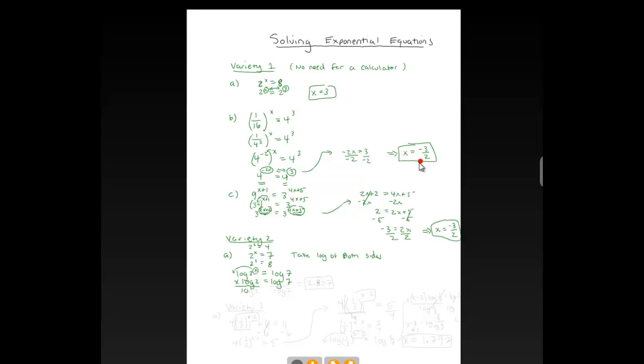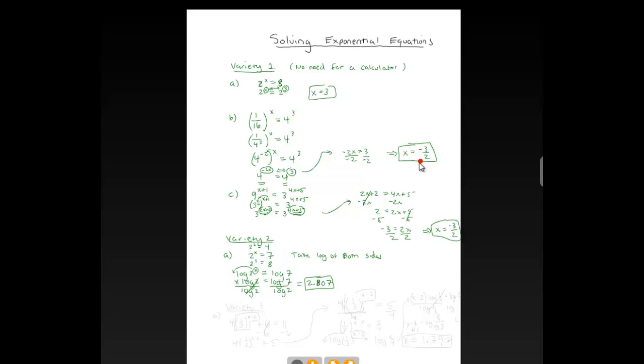And then I can divide by log 2, and I get my answer. x equals log 7 divided by log 2. And you punch that in your calculator and you get 2.807. There's x. Okay, so there's variety 2.